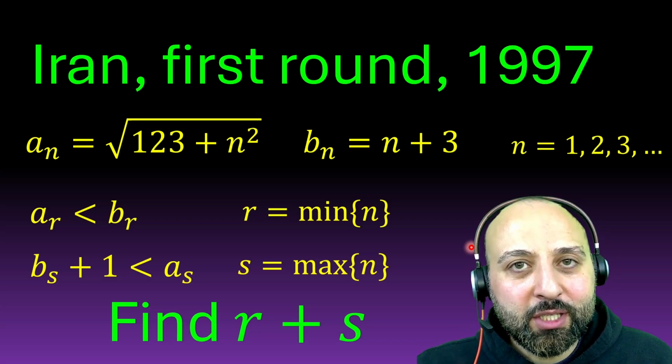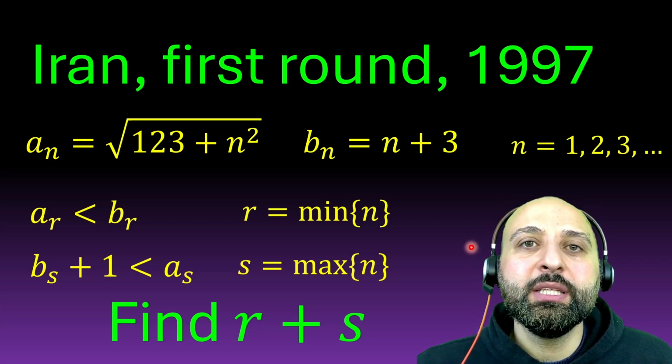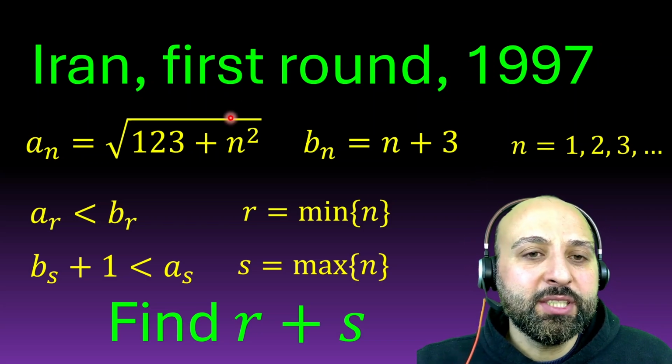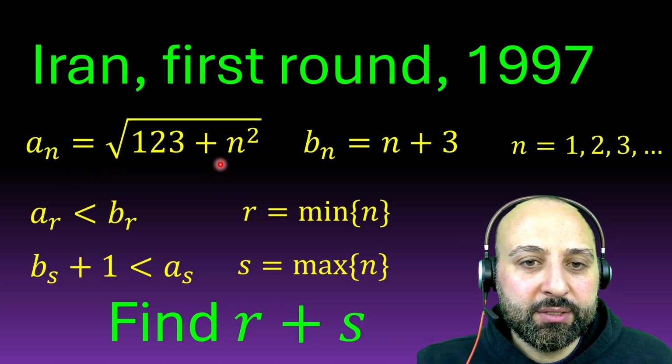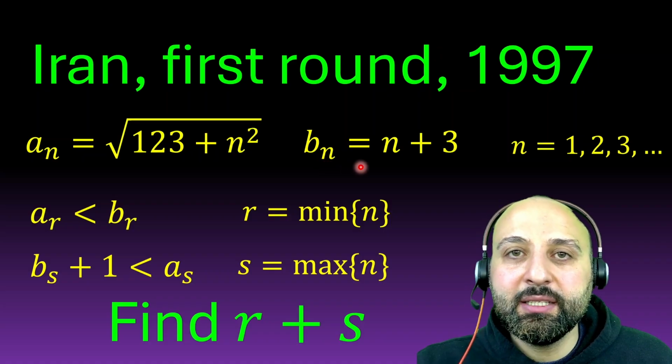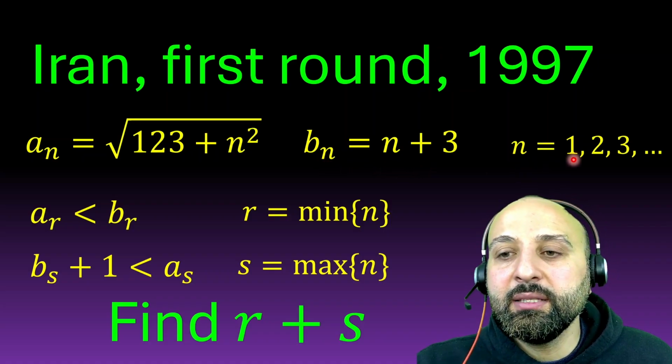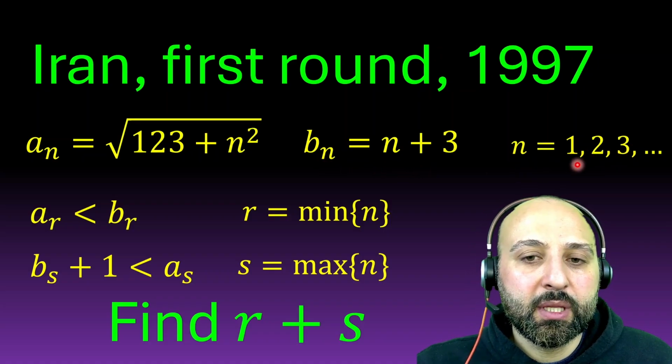Hi, here we have another question from Iranian Mathematical Olympiad round number 1, year 1997. The question says, we have a sequence a_n equal to the square root of 123 plus n², and b_n is equal to n plus 3, where n is equal to 1, 2, 3, and so on.